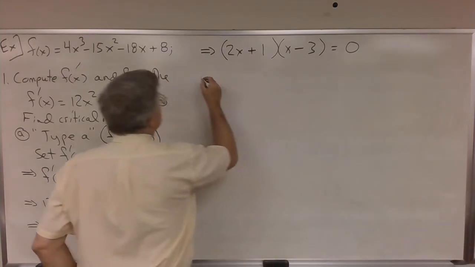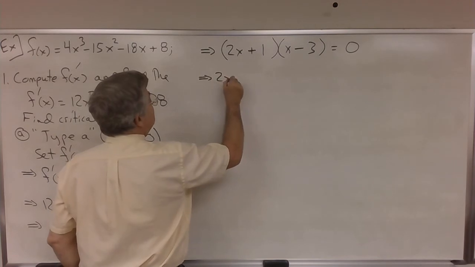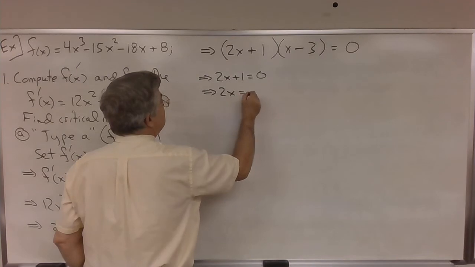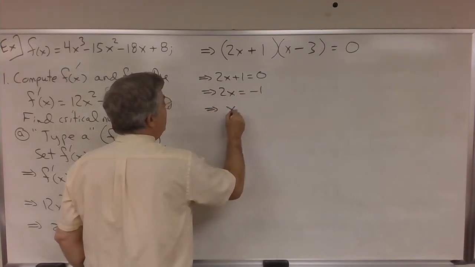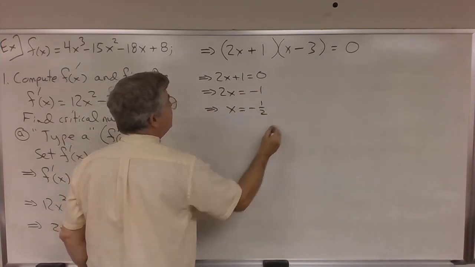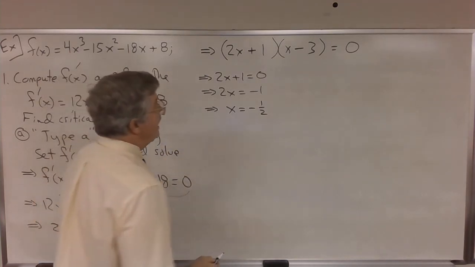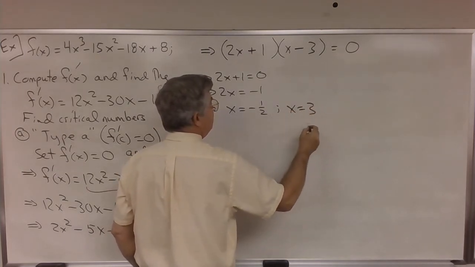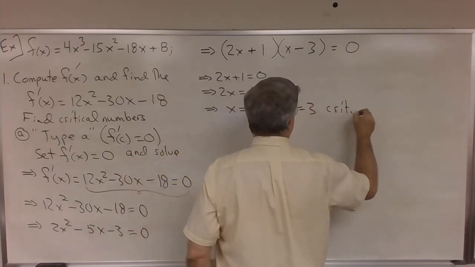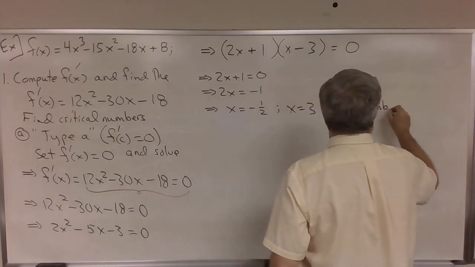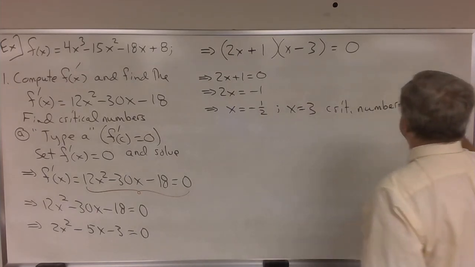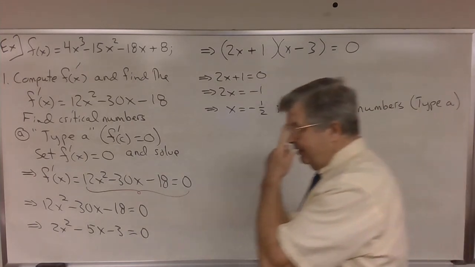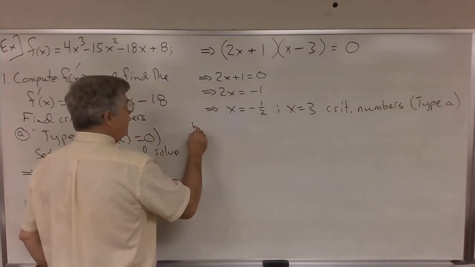Beautiful. So that means 2x plus 1 equals 0, which means 2x equals negative 1, which means x equals negative 1/2. That's a critical number. And x minus 3 is 0. That means that x equals 3 is a critical number. Those are type A critical numbers. Now we have to look for type B critical numbers.